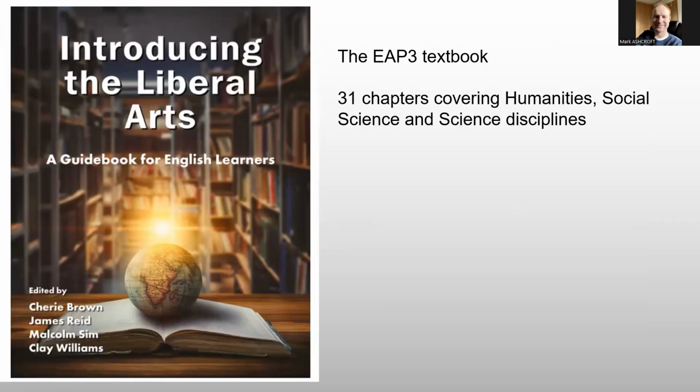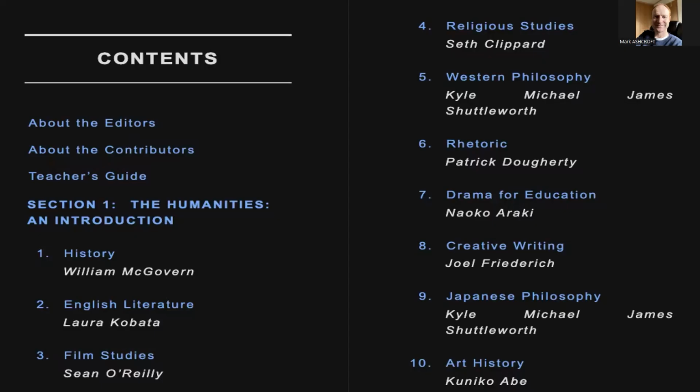Okay, here is the textbook that we are currently using in EAP 3, Introducing the Liberal Arts, a guidebook for English learners. There are 31 chapters covering many disciplines in the humanities, the social sciences, and sciences. So there's a lot of variety. Let me show you the contents page, okay?